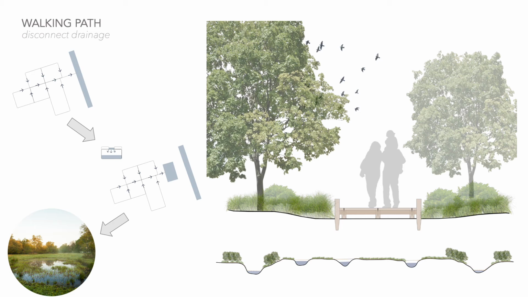This is a footpath that goes through the valley. All elements are made of wood, because this fits best in a natural area. By disconnecting the drainage, it will create natural infiltration ponds.